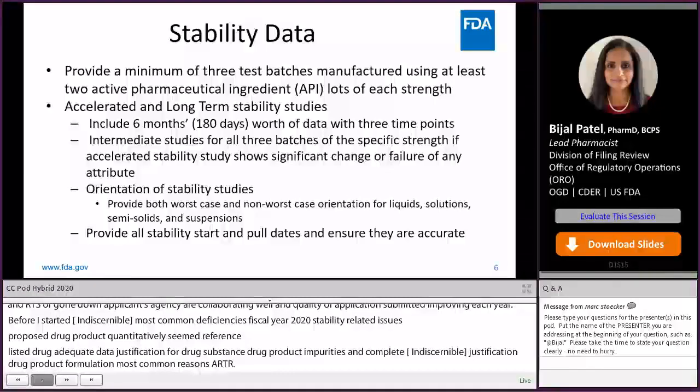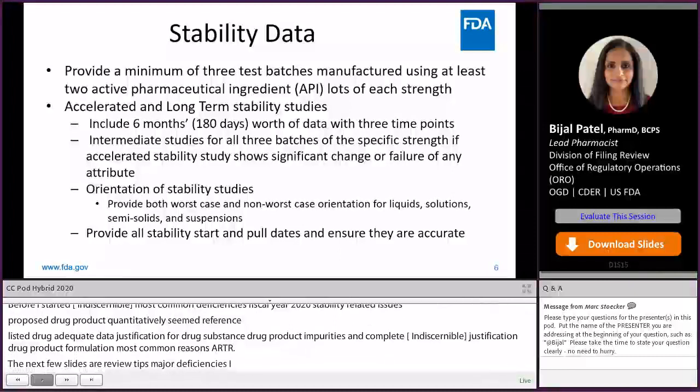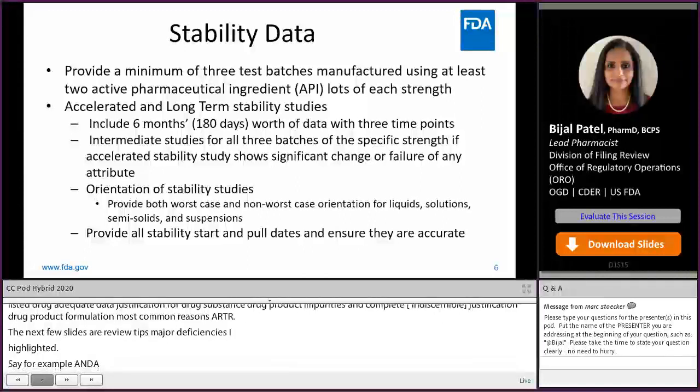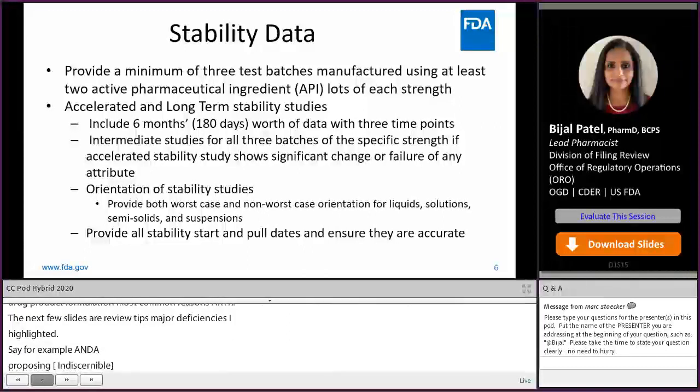To avoid stability data related major deficiency, applicants should provide a minimum of 3 test batches that are manufactured using at least 2 API lots per each proposed strength. Let's say, for example, if the ANDA is proposing 50 mg and 100 mg strength, for each strength, that is for 50 mg, at least 3 batches should be manufactured using at least 2 API lots, and the same recommendations would apply to 100 mg strength.